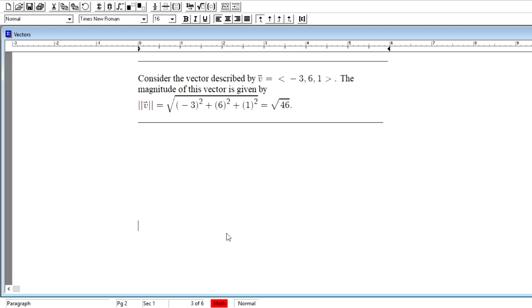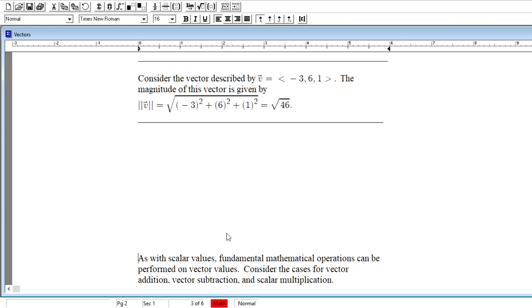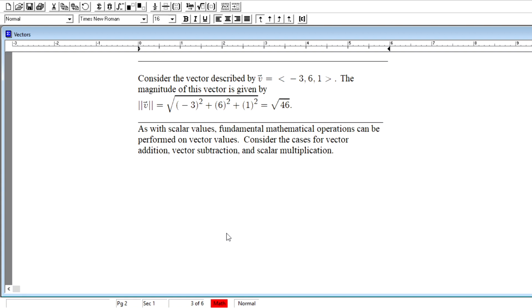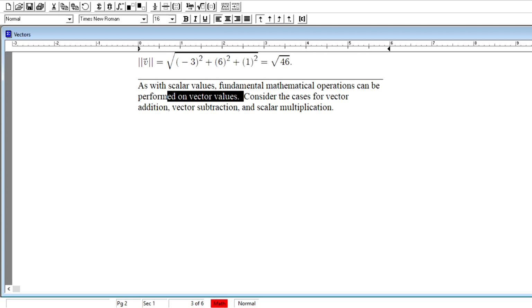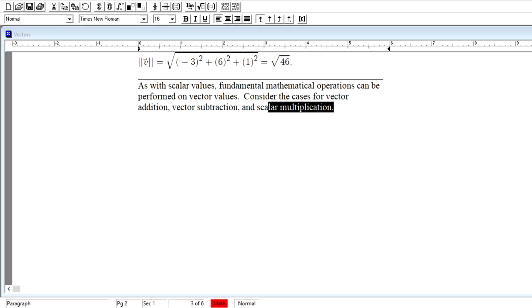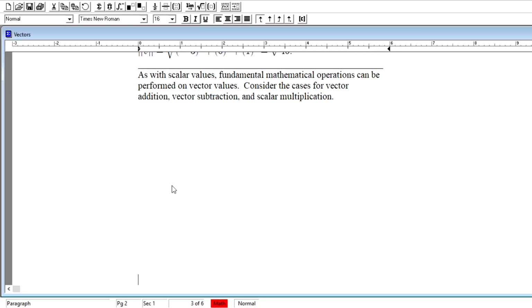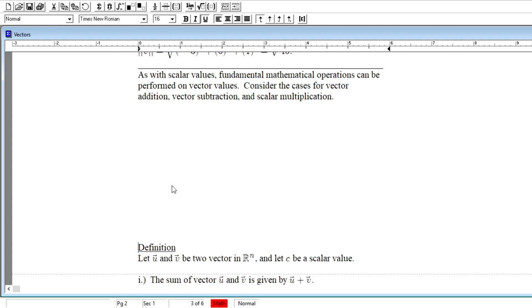Now, where do I go from here? As with scalar values, fundamental mathematical operations can also be performed with vector values. What we're going to look at now is the beginning of some vector operations. A couple of the fundamental vector operations are vector addition, subtraction, and what we call scalar multiplication. For these 3 operations, we have them defined as follows.